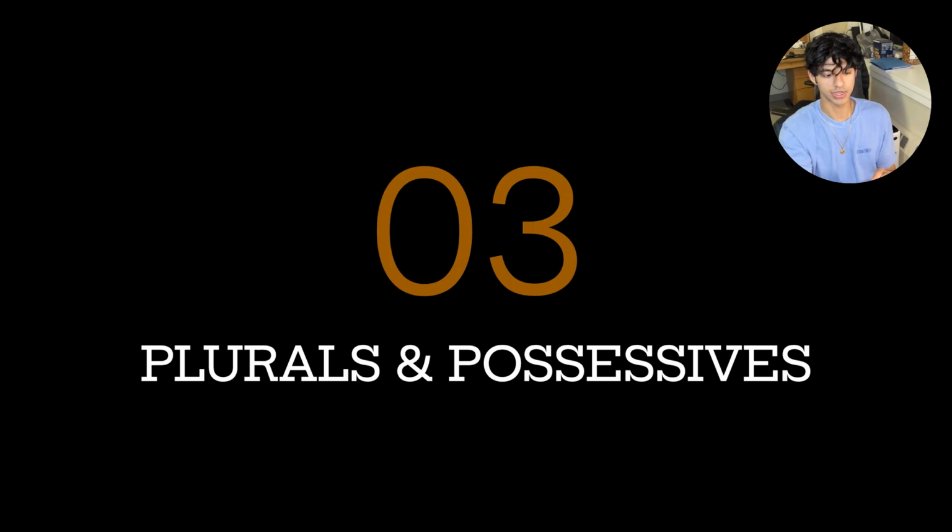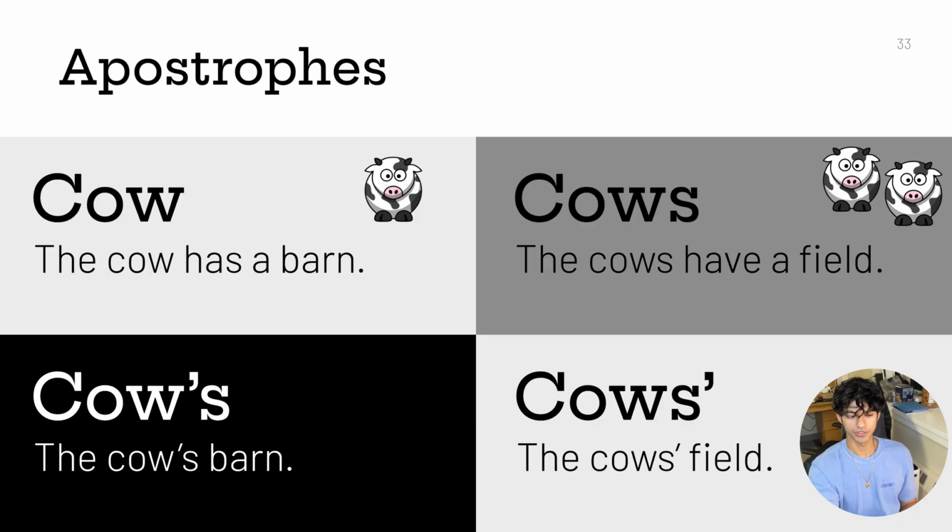All right, plurals and possessives. Let's talk about apostrophes now. So the cow has a barn. That's a singular cow and it has a barn, right? So you could say the cow's barn. That's what an apostrophe does, right? It symbolizes a person or thing that owns something else. It's the cow's barn.